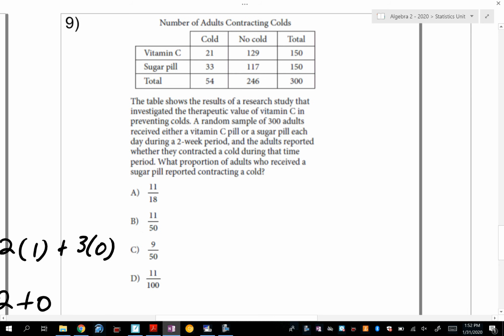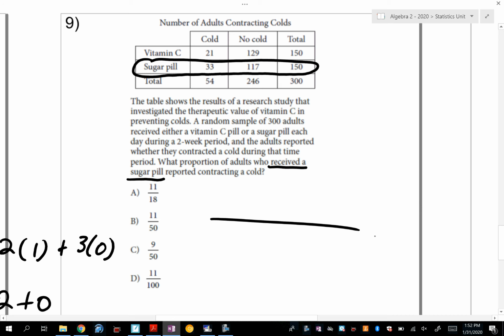Placebos, sugar pills. It says, what proportion of adults who received a sugar pill? So I'm looking at only sugar pills. All right, so what's the denominator? 150. And how many said they had a cold? 33. And you look over your answer and like, oh, now you decide to reduce. Thanks for that. And you get 11/50ths.